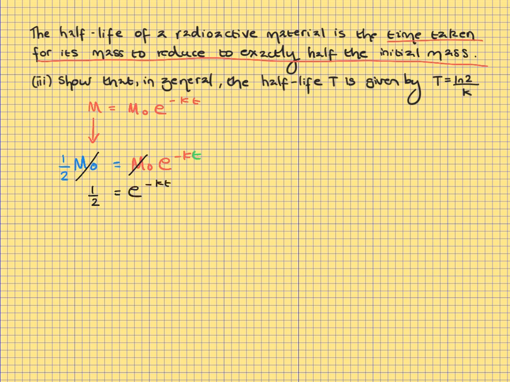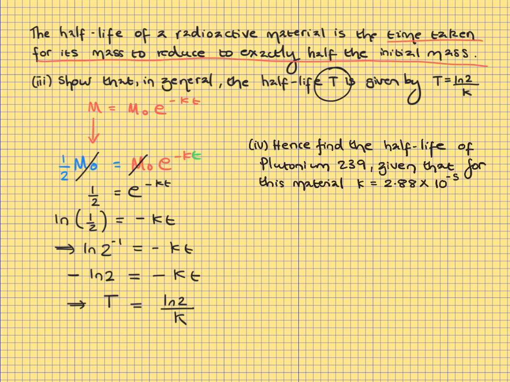Take ln of both sides, natural log of both sides, ln of a half equals negative kt. And then we can rearrange this because ln of a half can be written as ln of 2 to the negative 1, which is negative ln 2. So we're using log rules here, equals negative kt. The negative cancels on both sides, and this leaves us with, in general, t, which is capital T, the time taken for the mass to halve, the half-life, which is ln 2 over k, as required.